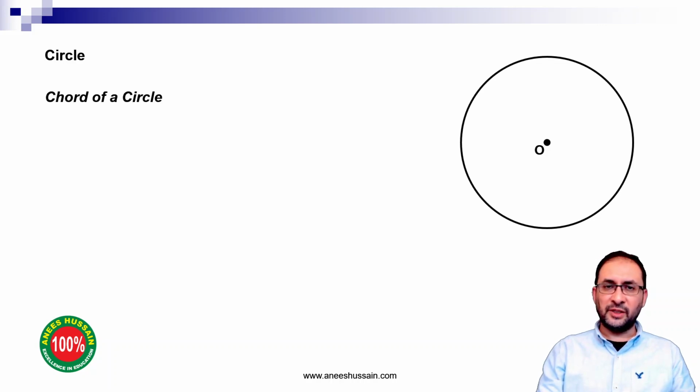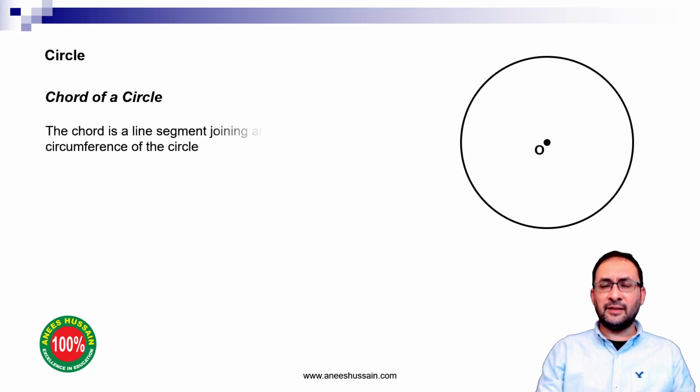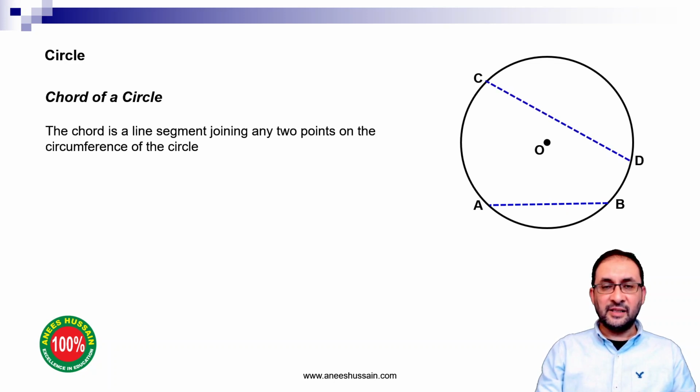Now, the chord is a pretty straightforward idea. It is any line that connects 2 points on the circumference of a circle. For example, line AB here connects points A and B that lie on the circumference of the circle, and therefore AB is a chord. Similarly, line CD here is also a chord. Notice that line CD is slightly longer than line AB.